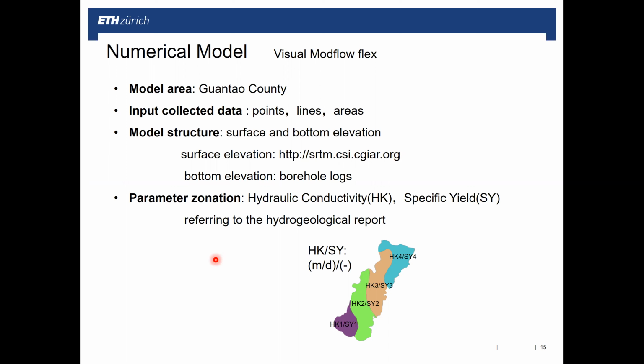And the parameters we used in this shallow aquifer are hydraulic conductivity and the specific yield, and how to divide the parameter zones. We also use the hydrogeological report, where they did some pumping tests.